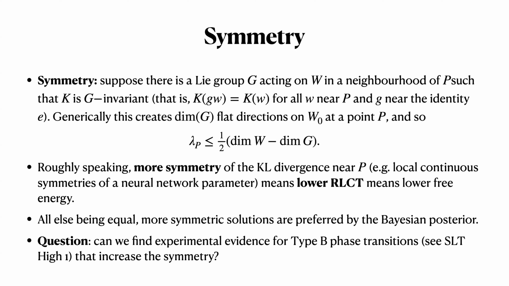So we talked in SLT high 1 about type A and type B phase transitions. If you remember, these were the ones that we thought of as perhaps happening at the end of training or near the end of training, where the energy is very low, perhaps 0, and the RLCT is being decreased. Potentially, you could find examples where that decrease in the RLCT corresponds to finding parameters that implement the same function, but in a more symmetric way. I have no idea if there are examples like that, but that would be interesting.